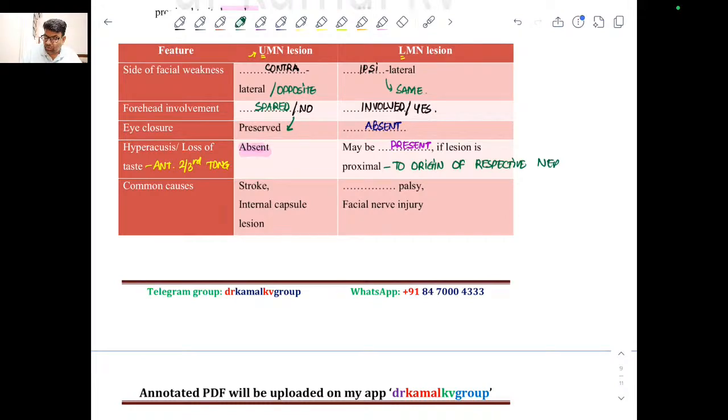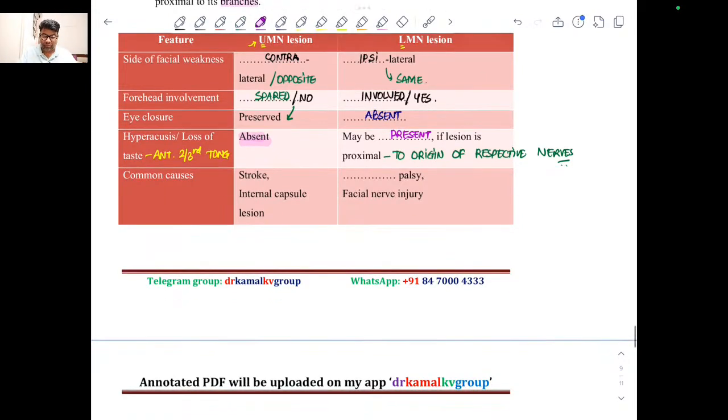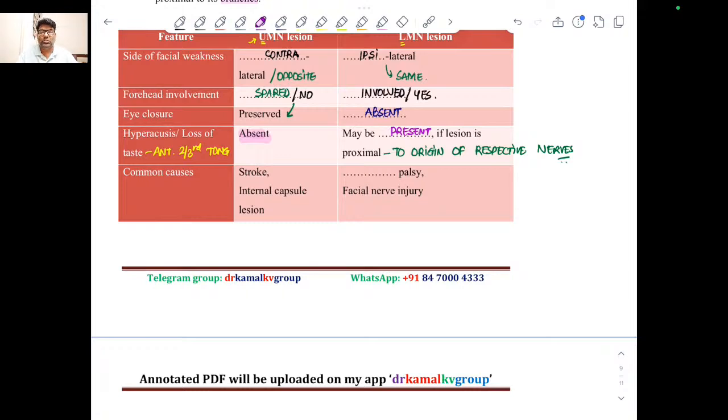Clear? So intolerance to loud sounds because they cannot be dampened, and loss of taste sensation from the anterior 2/3 of the tongue because of involvement of chorda tympani, they can be seen in lower motor neuron lesion if there is injury to the facial nerve before the origin of these respective branches.